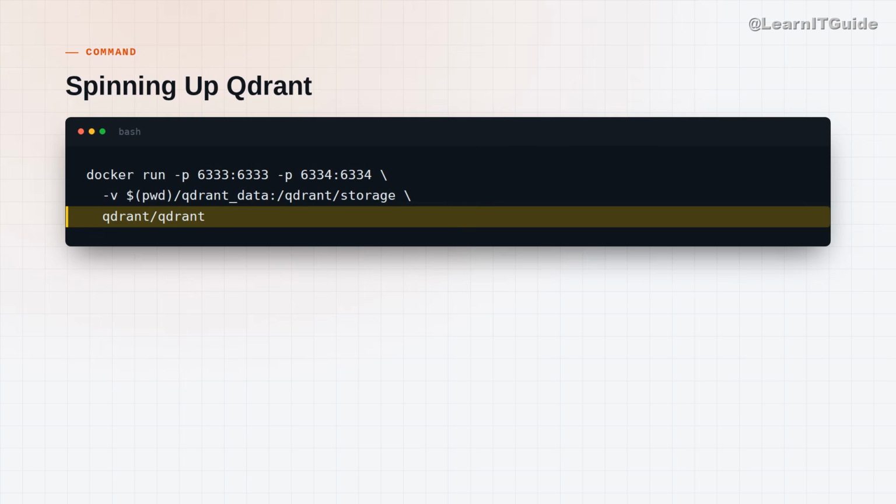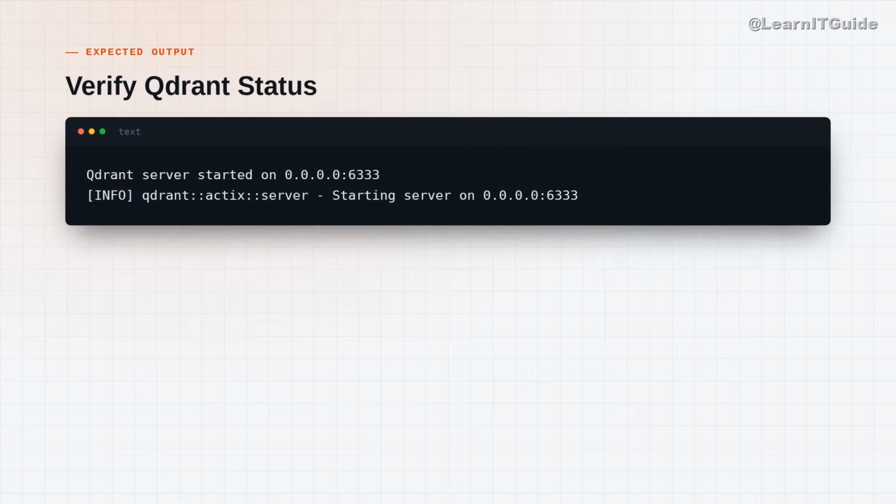You will see Qdrant start up and listen on port 6333. This is where our API will live. If you see the server started message on port 6333, you are good to go. This confirms the database is running and ready to accept vector data. If you see a permission error, ensure your Docker daemon has access to your local folder.